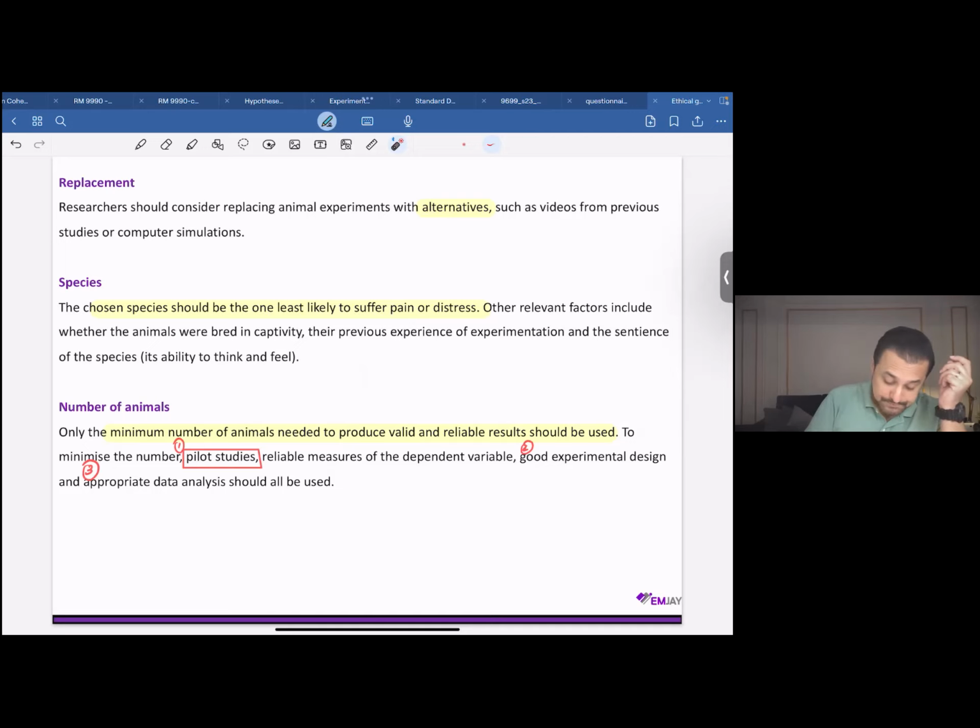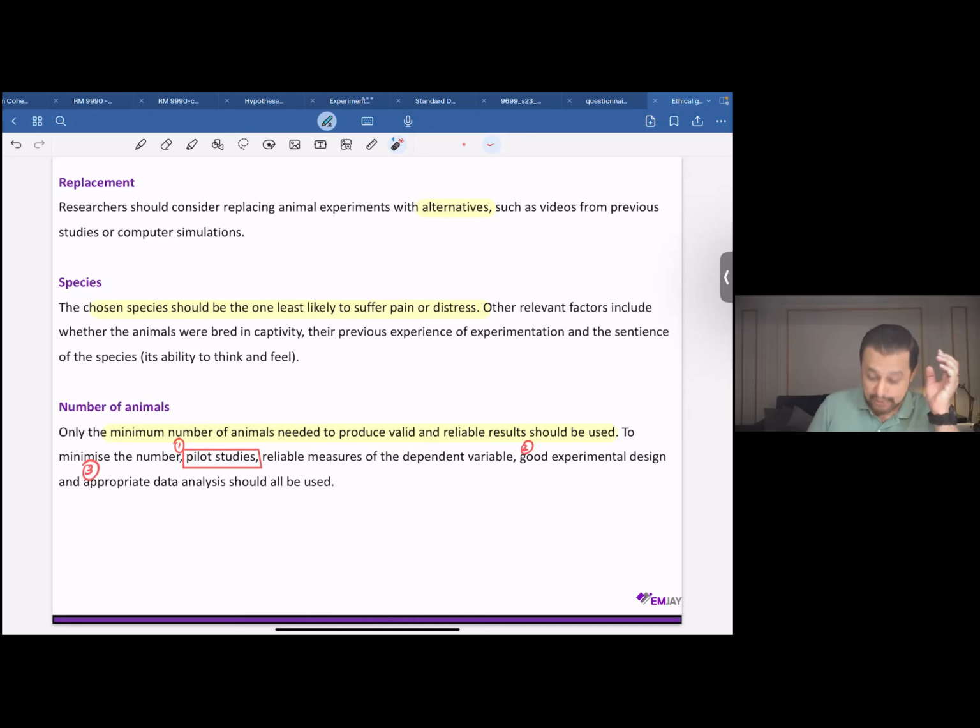Number 2, species. While conducting a research on animals, the researchers should, again, to the best of their capacity, figure out what particular species would experience the least amount of suffering, the least amount of pain, the least amount of distress, right? So do your homework first. The chosen species should be the one least likely to suffer pain or distress.